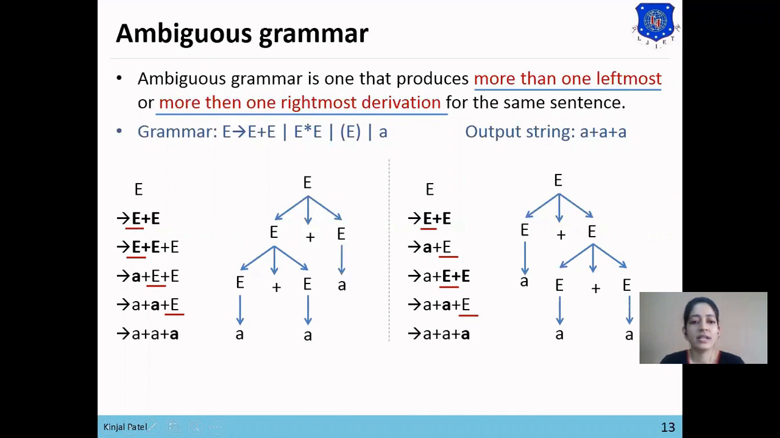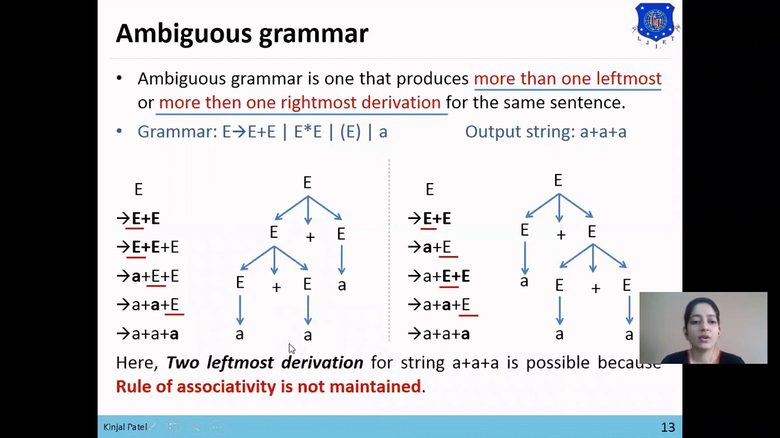So here you can see that from the given grammar for the string a plus a plus a, two leftmost derivations or two parse trees can be generated. The given grammar produces two leftmost derivations for this string. Why? Because the rule of associativity is not maintained in the above grammar.